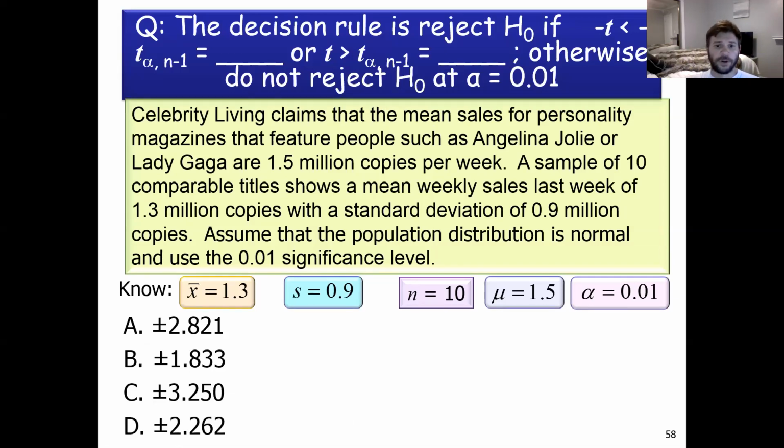Okay, so if we are using a significance level of 1%, and this is a two-tailed test, and we have a sample size of 10, that means we're going to be finding the t statistic that defines our critical threshold value here, which is going to have 9 degrees of freedom, right? N minus 1 degrees of freedom.